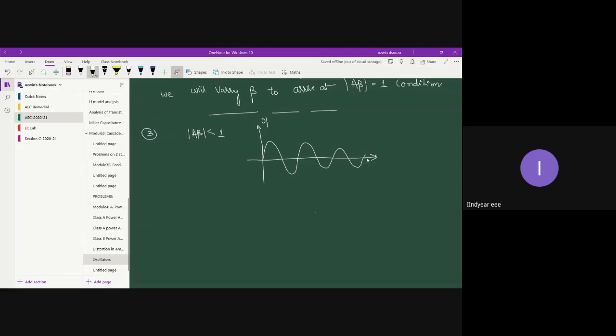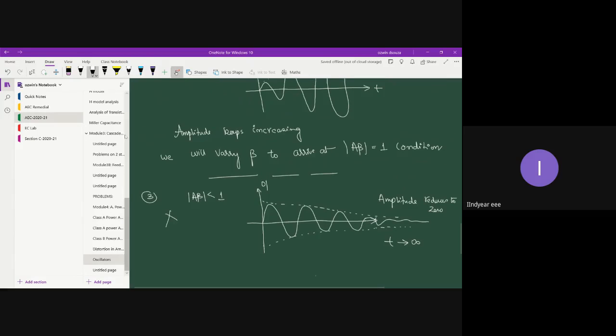Okay, the eraser is not working, no problem. So as time tends to infinity, the amplitude, as you can see, keeps on reducing. The amplitude of the circuit keeps on reducing one cycle after the other. Eventually, when time t becomes very large, the amplitude reduces to 0. So this is also not required.